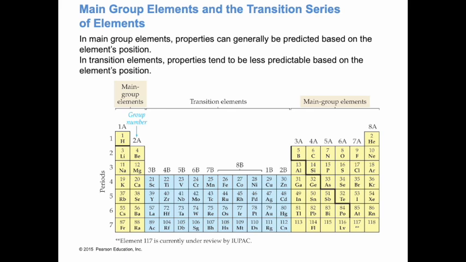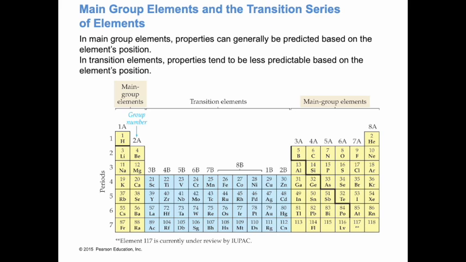So the reason that we have this distinction on this page, main group versus transition, is because main group elements have predictable properties and they have a pattern. Li reacts with water a little bit, Na reacts with water a little bit more, K reacts a little bit more, Rb reacts a little bit more. So they're predictable. They're always going to react with water, and their reactivity increases as we go down the series. That's being predictable. They're following a pattern.